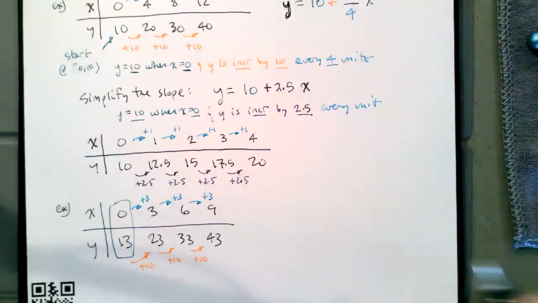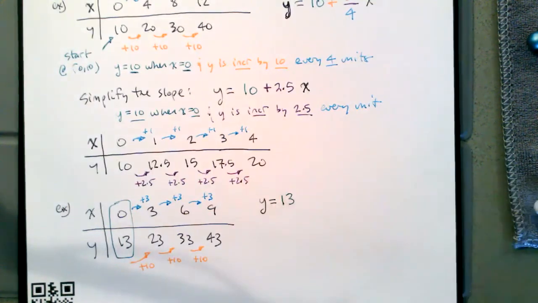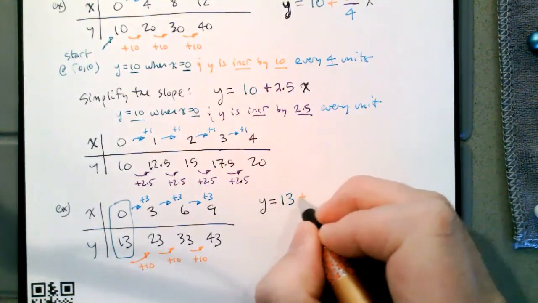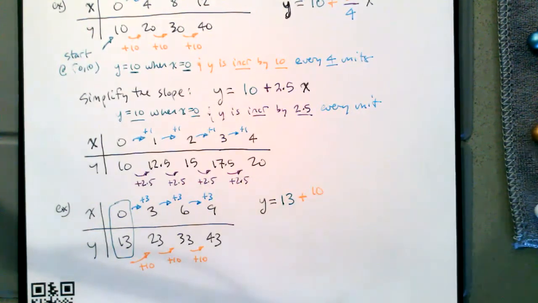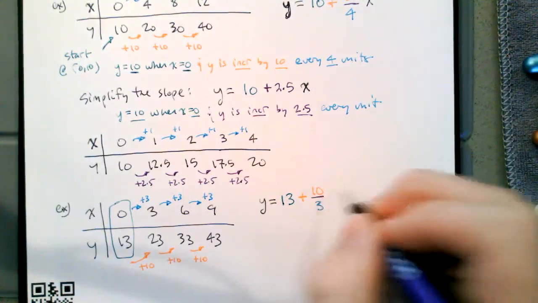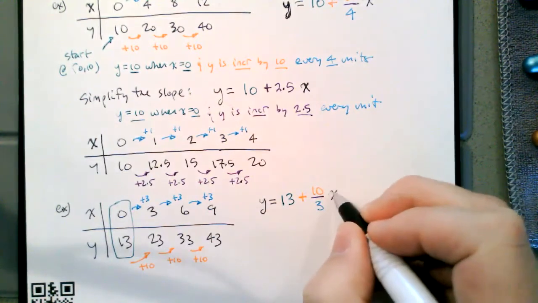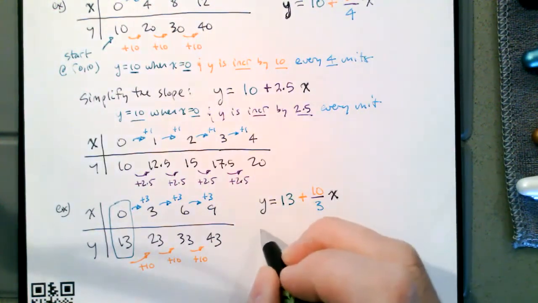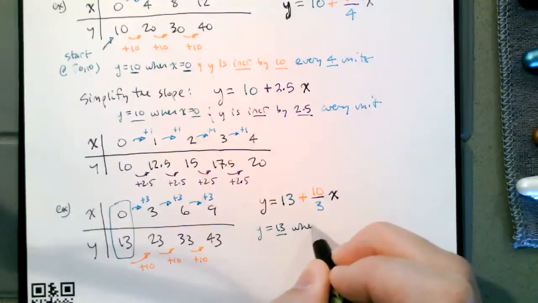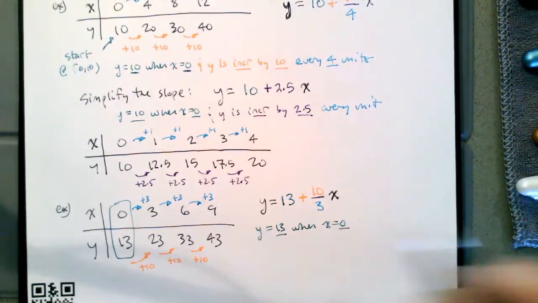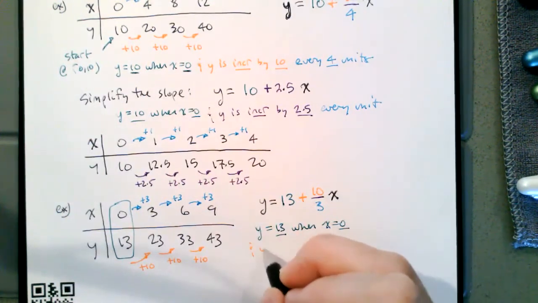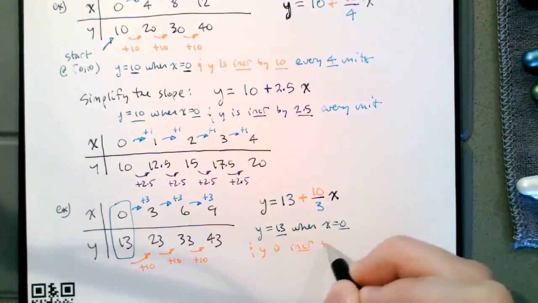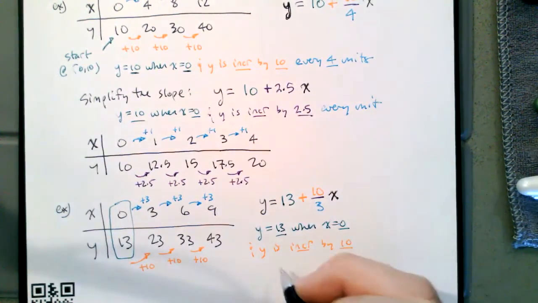So when I go to write an equation, I'll say y is equal to 13 when x is equal to 0, and y is increasing by 10 every 3 units now. y is 13 when x equals 0, and y is increasing by 10 every 3 units.